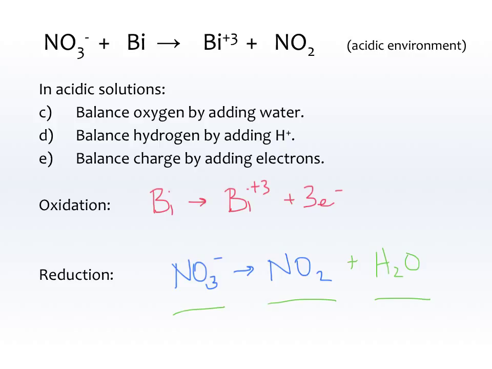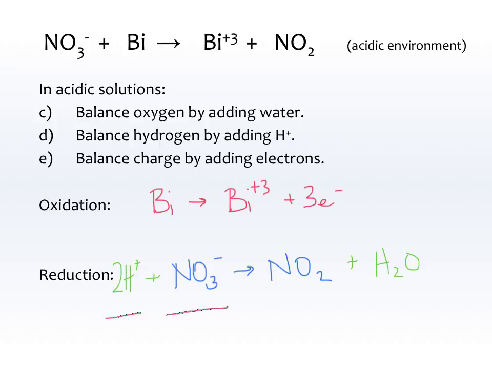Then balance hydrogen by adding H+. Since I put 2 hydrogens on the product side, I will need 2 H pluses on the reactants side in order to balance the hydrogens. So now I've got 2 H's, 2 H's, 1 nitrogen, 1 nitrogen, 3 oxygens, 2 plus 1 is 3 oxygens. So all of the atoms are balanced here in this reduction half reaction. All I've got left is electrons in this reduction half reaction. So look at the charges.